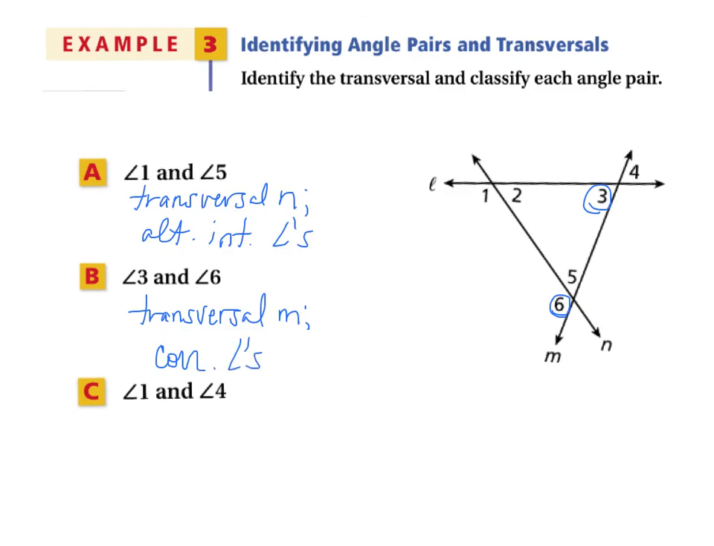And lastly, angle 1 and angle 4. Here's the vertices, the transversal that connects them would be transversal L. And since they're on opposite sides of the transversal and on the exterior, they would be alternate exterior angles.